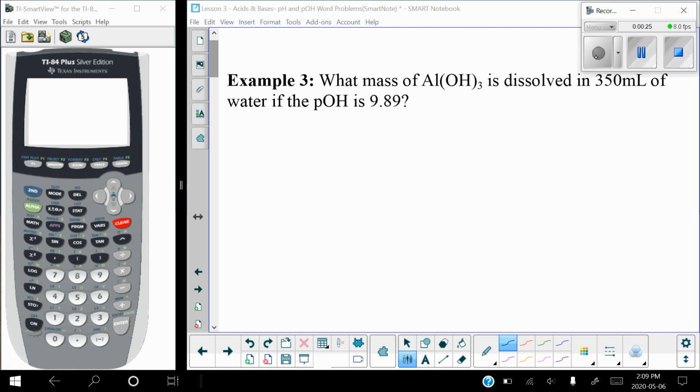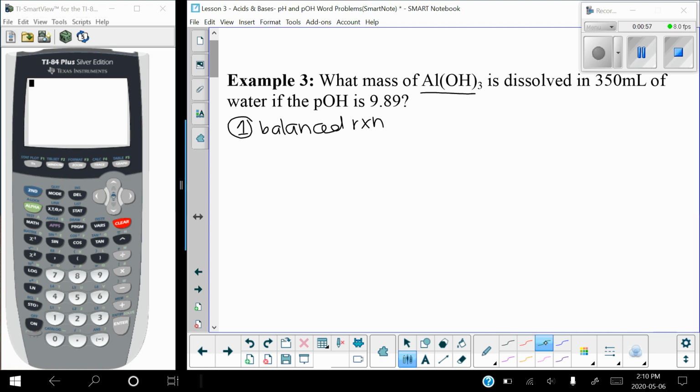Okay, so whenever you're looking at a word problem, I highly recommend writing a reaction first. It kind of sets up what we need to find, what we're looking for, and how we can get there. So in this one, since we are working with a base, step 1 is going to be to write a dissociation reaction. So step 1, write a balanced reaction.